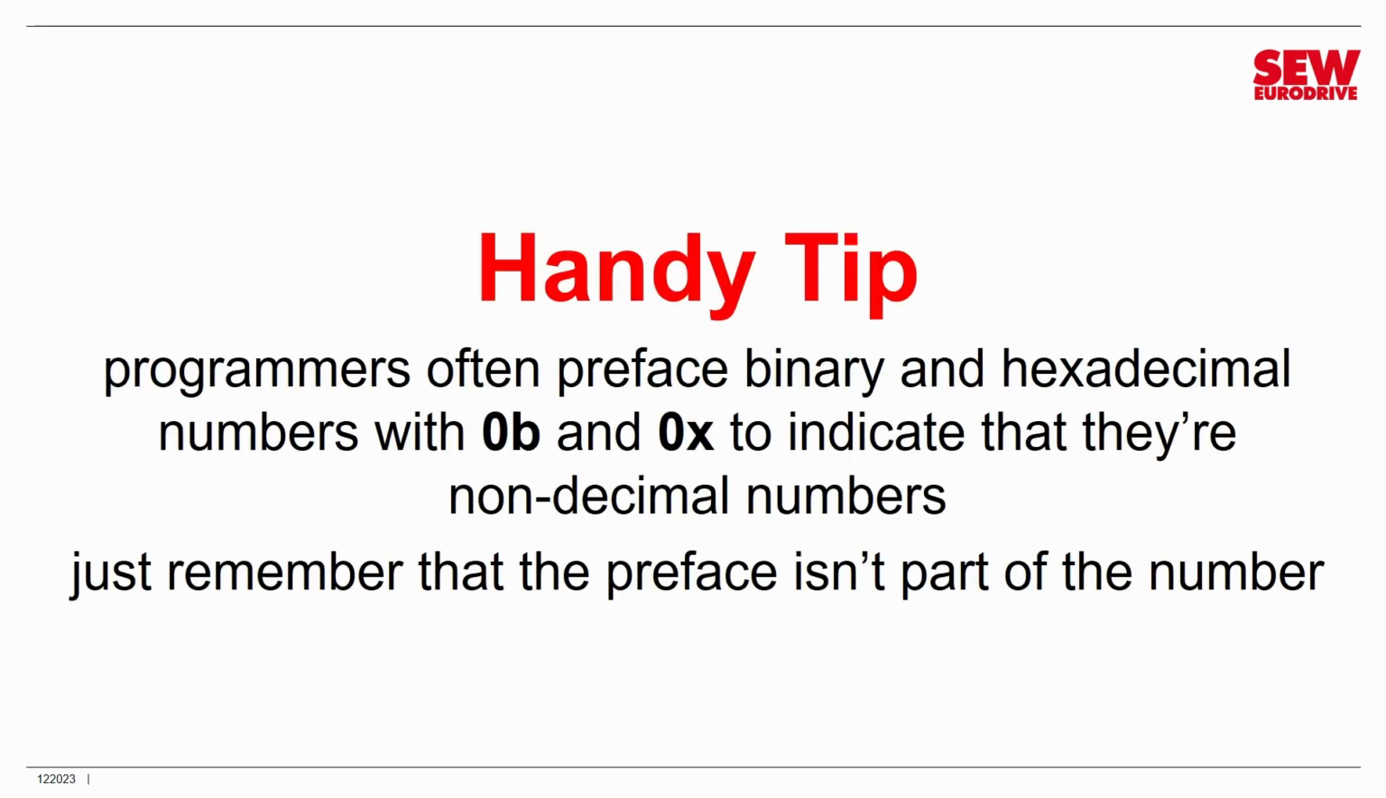Little handy tip here. You probably noticed that I had a 0x in front of the hexadecimal numbers. You may wonder, what's that all about? This is something programmers often do. They will often preface a binary or hexadecimal number with the prefixes 0b for binary and 0x for hexadecimal. This just indicates that they're non-decimal numbers. So if you see a number with nothing in front of it, you assume it's decimal. If you see 0b, it's binary. And if it's 0x, it's hexadecimal. That's just programmer convention. But do remember, the preface isn't part of the number. It's just a key for the programmer to keep things straight.